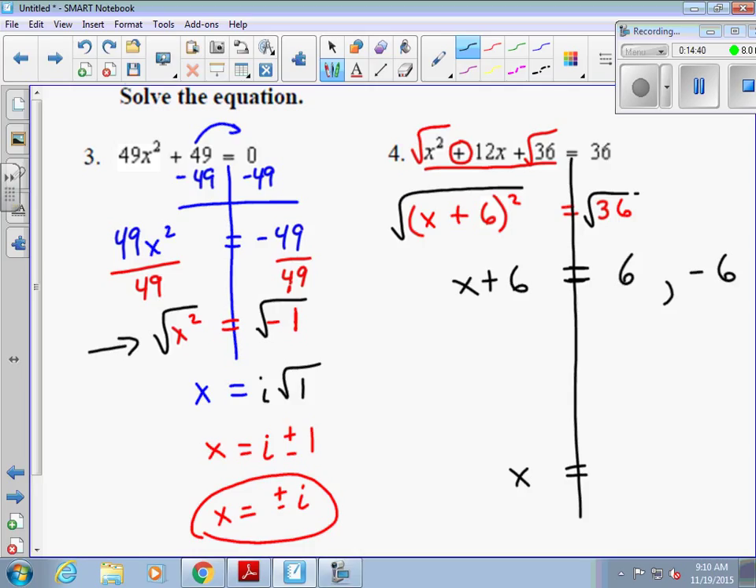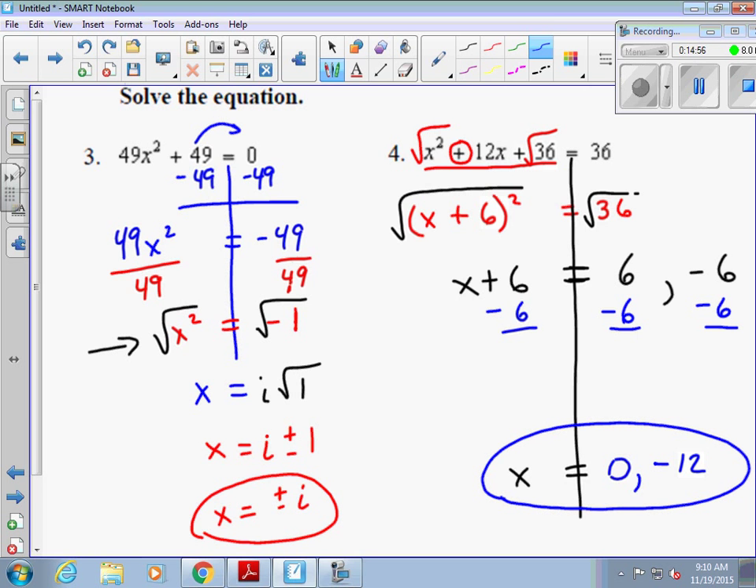So undo plus 6 by subtracting it. If you subtract it from the left side, subtract it from both of the problems on the right. 6 minus 6 is 0, and negative 6 minus 6 is negative 12. This is the difference between a perfect radical and something that's not a perfect radical. Remember, when it's not a perfect radical, then you could simply just write the symbol plus or minus, and all it's going to be is the same answer at the end with plus or minus. Notice these are two very different answers, 0 and negative 12.